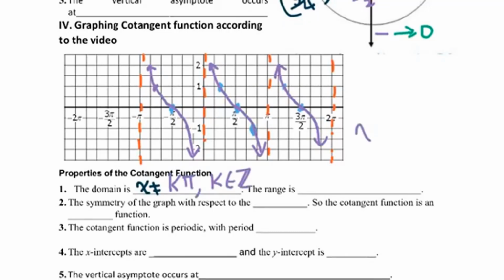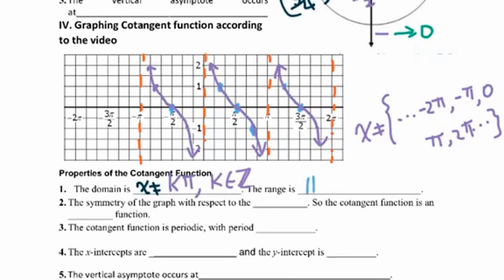Or you can write down x not equal to: from negative 2 pi, you go to negative pi, you go to 0, then you go to pi, 2 pi, keep going. That's the pattern. For the range, there are no ending points at the top and the bottom, so that's all real numbers, or you can write from negative infinity to positive infinity.